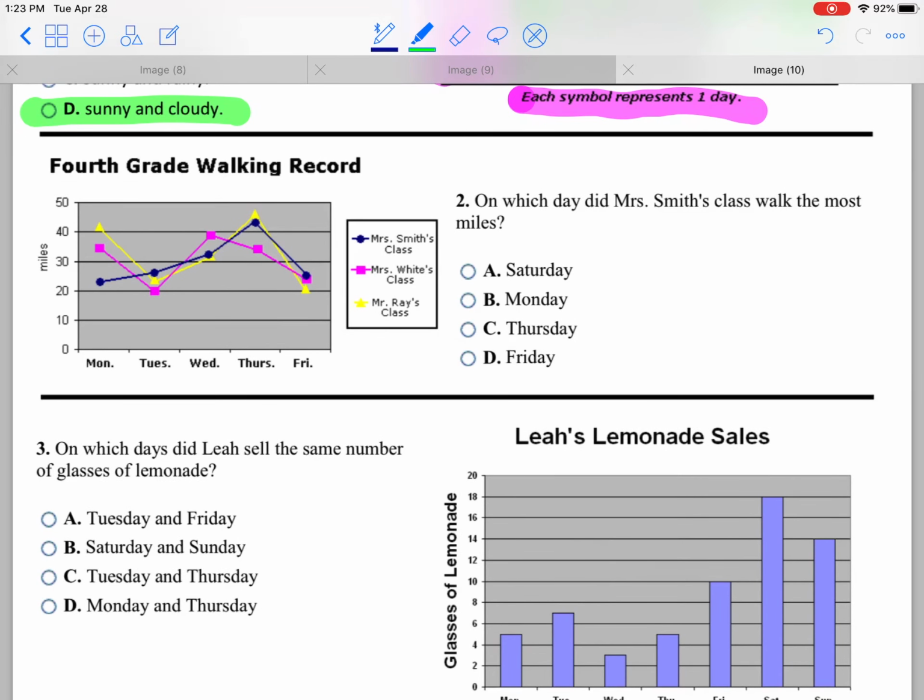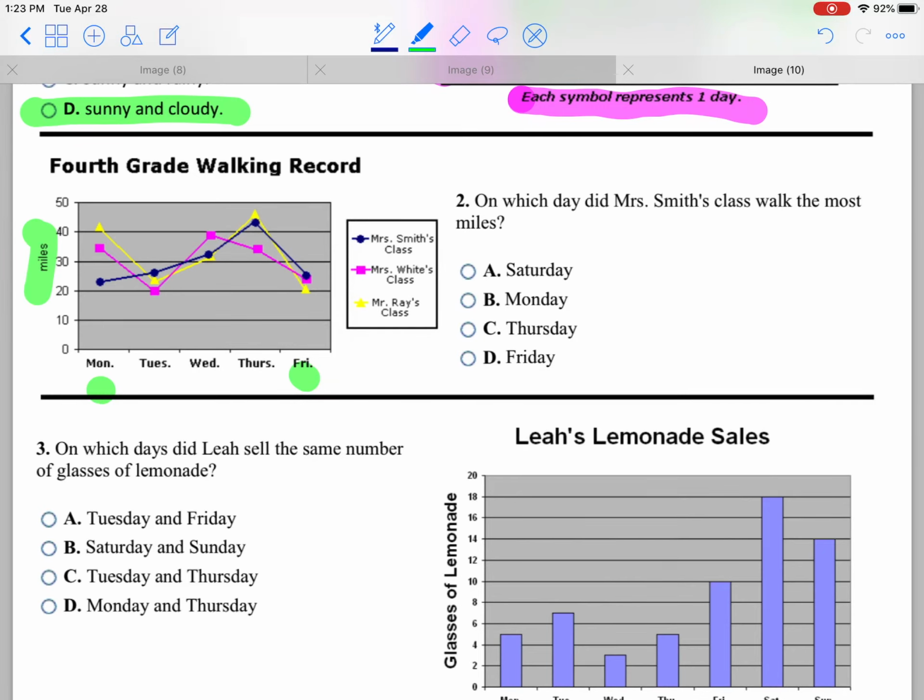I'm going to look at the next question. It says fourth grade walking record. So you can see that Monday we have increments of tens going up, and those are miles. And then we have the days of the week, Monday through Friday.